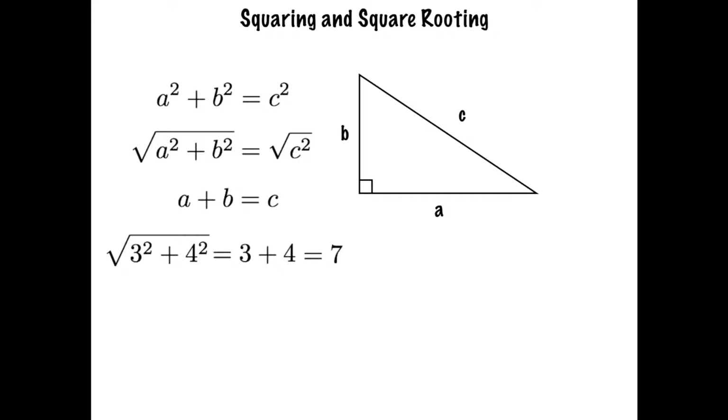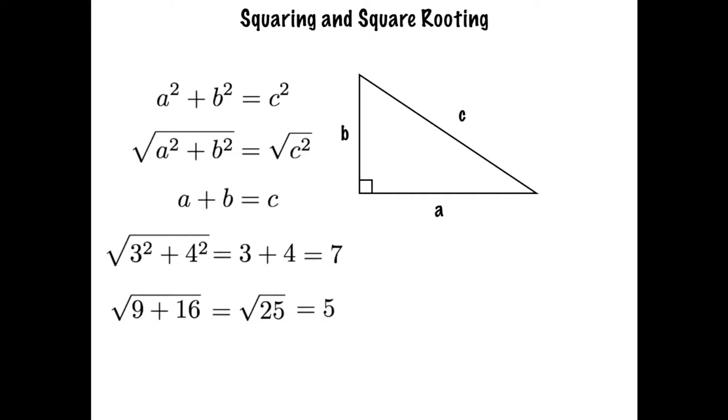Let's try a different way. Instead of getting rid of the squares there, let's simplify inside the radical first. So 3 squared is 9 and 4 squared is 16. Now let's combine those underneath. We get the root of 25, which becomes 5. So we started with the same thing but got two different answers. We need to determine which method is correct, right? We want to make sure we're doing things right.